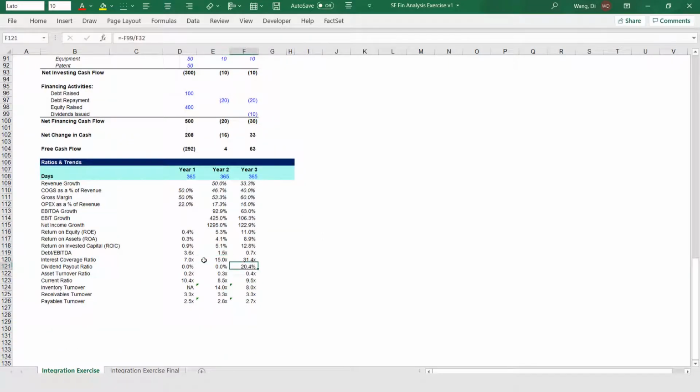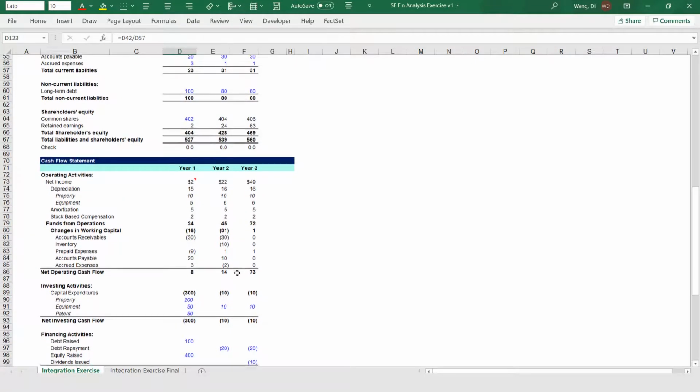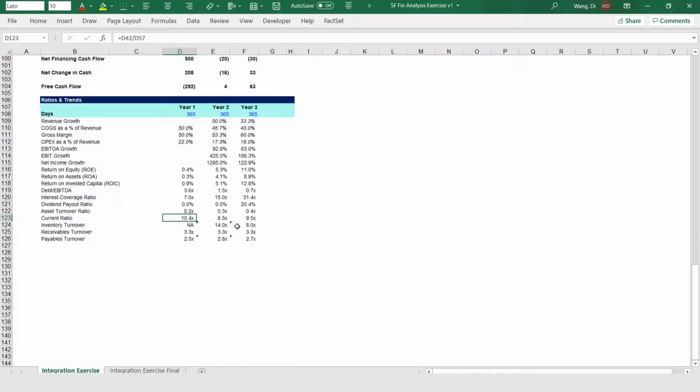Current ratio. So our liquidity has actually been coming down a little bit, but it's still more than enough to cover any kind of liquidity issues. Inventory turnover indicates that we're able to sell our entire inventory 14 times throughout a year, and 8 times throughout a year in year 3.